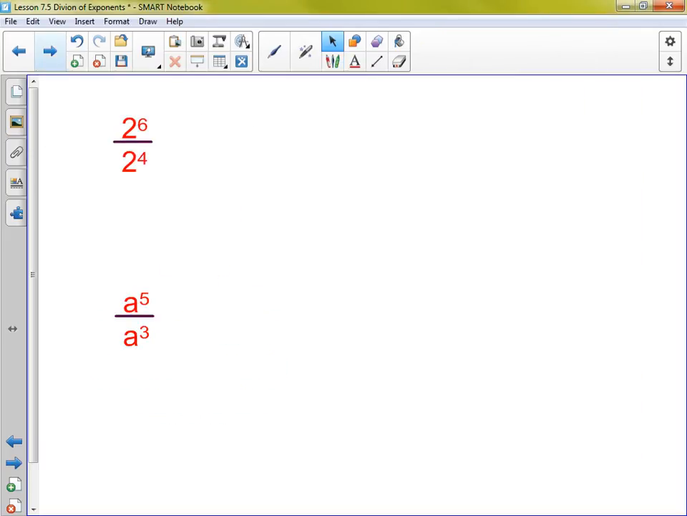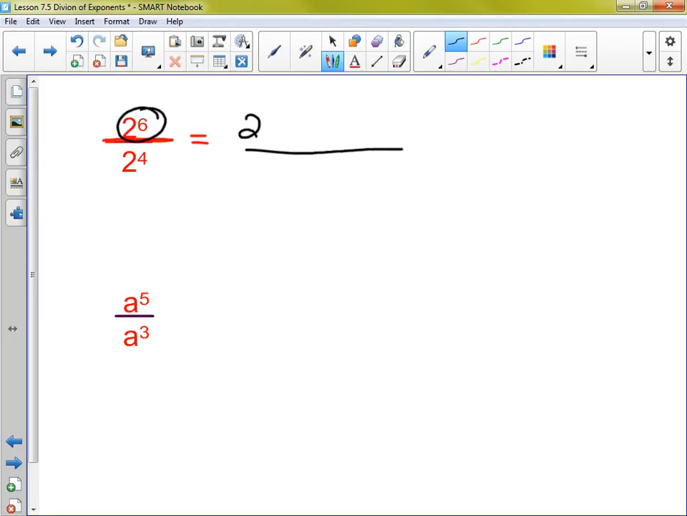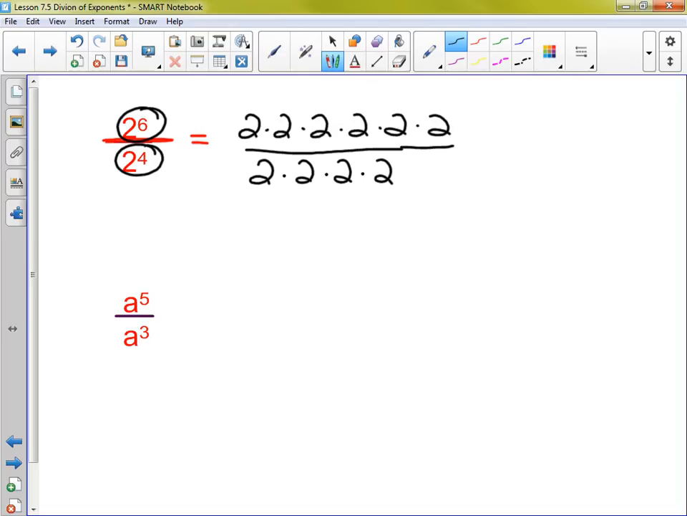Alright, if you have two numbers as part of a division problem or part of a fraction, and if those two numbers have the same base, you can divide them. But what I'm going to show you first is the long way, and the reason for the rule that I'm about to show you. So if I take 2 to the 6th power, what that really means is 2 times 2 times 2, 6 times. 1, 2, 3, 4, 5, 6. And 2 to the 4th power is 2 times 2, 4 times. 2 times 2 times 2 times 2.